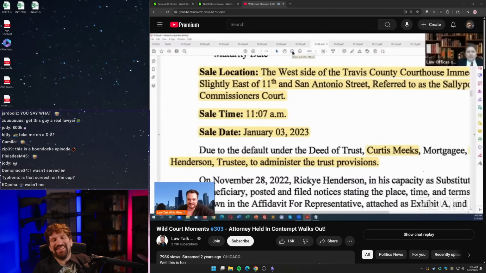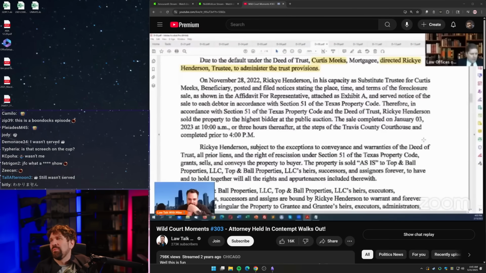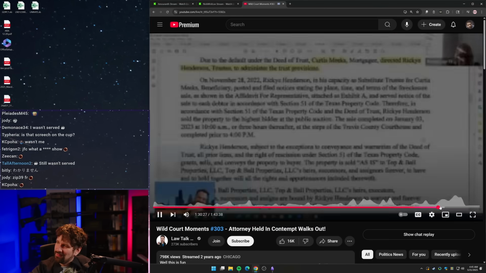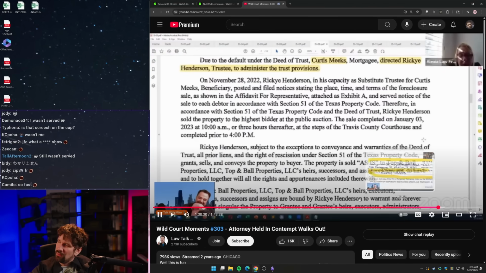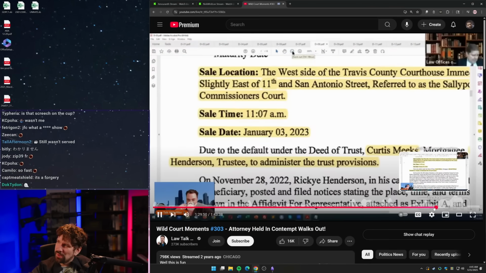Mr. Meeks, do you also see in this trustee's deed marked as Exhibit D8 where it says Curtis Meeks, mortgagee, directed Ricky Henderson, trustee, to administer the trust provisions? Objection. I advise you to take the Fifth Amendment, Curtis. Oh, this is when she starts to crash out.